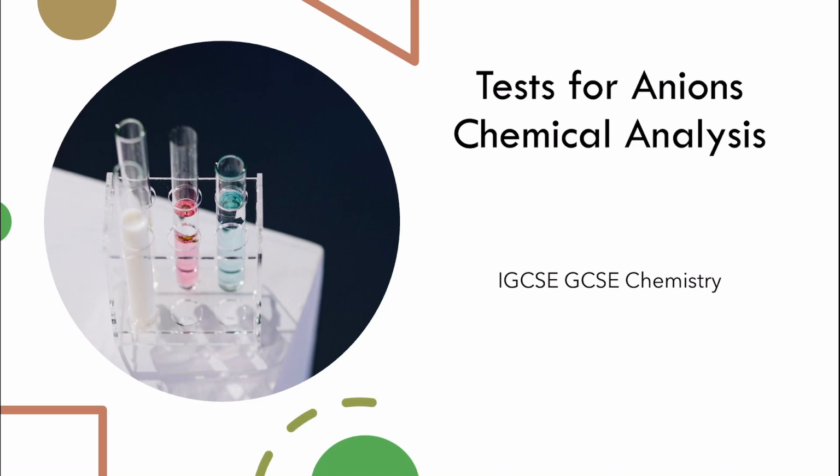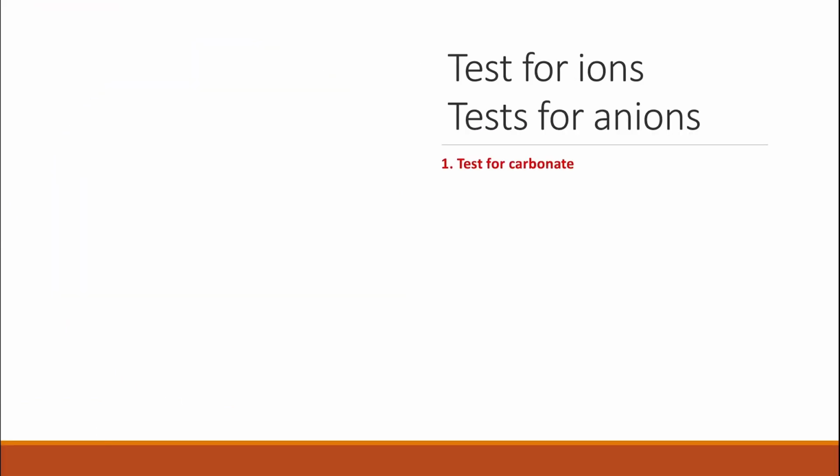In this video, I will be talking about different tests for anions. This is part of the chemical analysis topic. Before that, we talked about the different tests for cations, and you can find the link for the video for testing for cations in the description below. In this video, I will be talking about different anions. Anions are the part of your compound which have the negative charge.